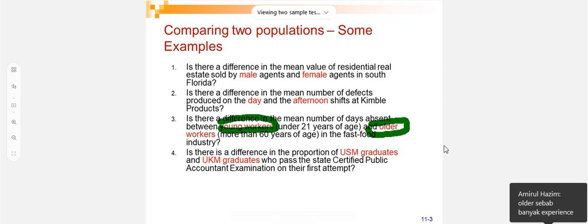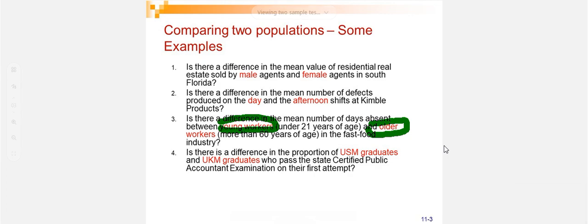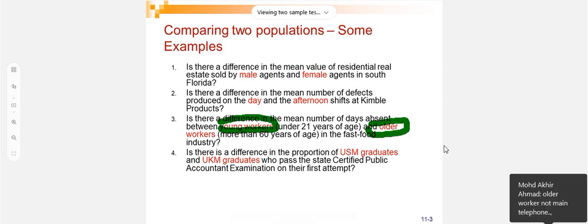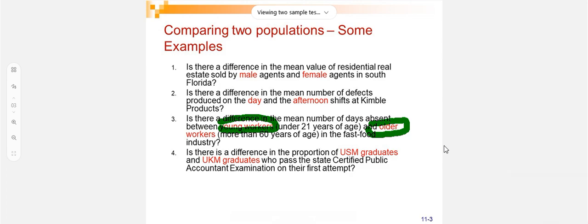Older workers. Itu saya punya jawapan dekat chat. Setuju tak? Setuju sir. Okay, sebenarnya dia pendapat individu. So it's just common sense. Then another one, we want to identify the USM graduates and UKM graduate.